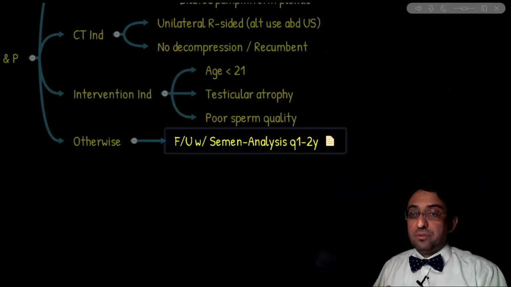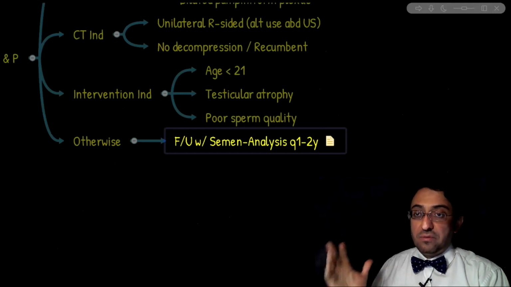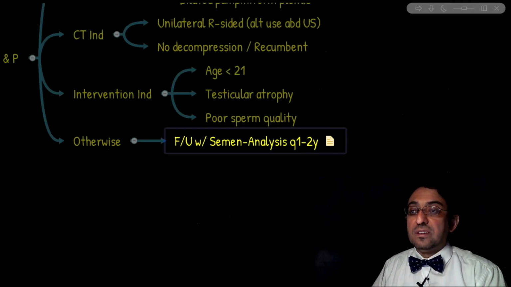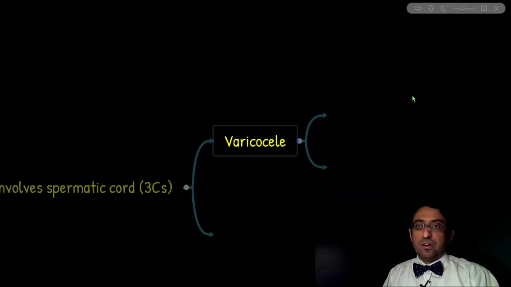Finally, you may be asked, what's the initial imaging and best imaging? Again, initial imaging is ultrasound, even for the right-sided one, but the best imaging is abdominal CT. Okay, this was our discussion of varicocele.